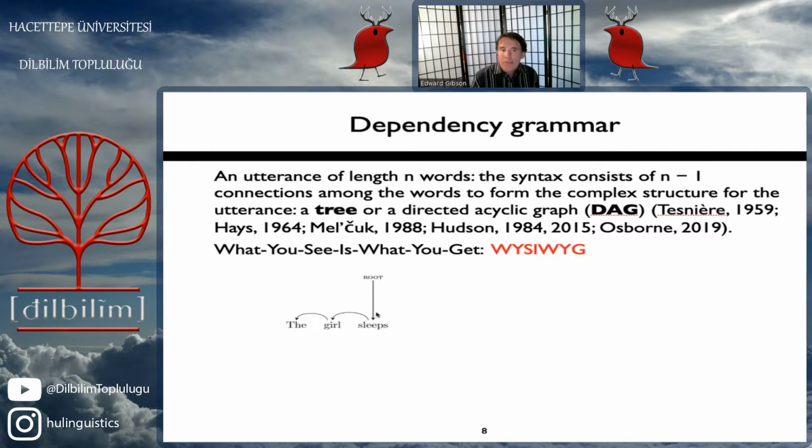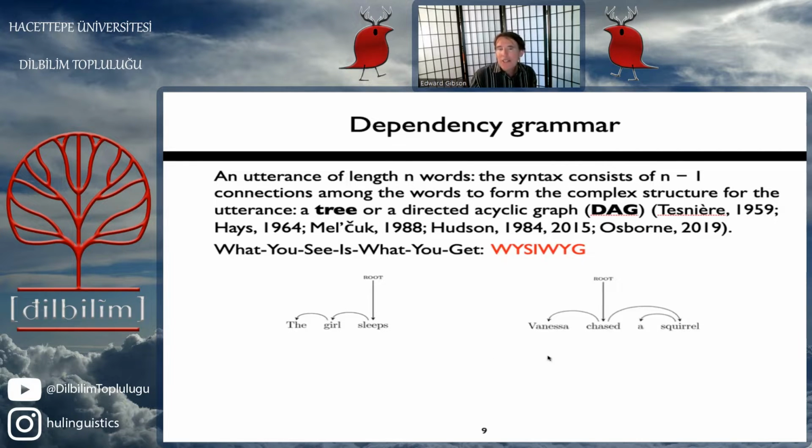So, girl depends on sleeps, the depends on girl. I'm going to draw arrows from the head to the dependents, and there's always one root. I don't have to draw the root. There's always one thing that is the head of a whole sentence, and all sentences have one head associated with them because they are directed acyclic graphs. This just makes it easier to see what it is.